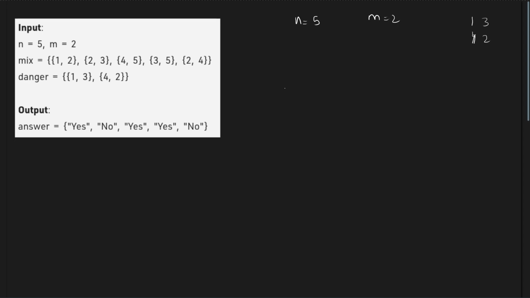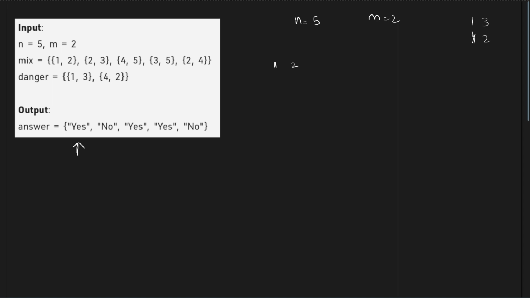Now the scientist mixes 1 and 2 first. No problem, 1 and 2 are compatible. Now the scientist mixes 2 and 3. But first, let me also show you the answer vector. If the scientist was able to mix 1 and 2, the answer would be yes, right? And very important in this particular question, you only have to go in the order in which the mixes are performed. So the order should not change. First we have mixed 1 and 2, no problem, so we have printed yes.